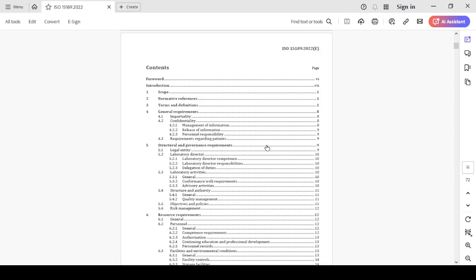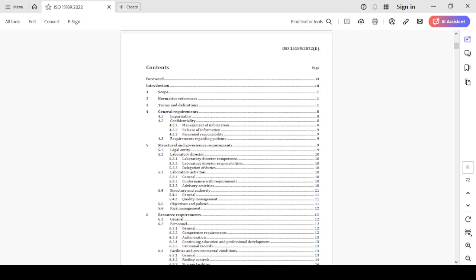Okay. So all standards have a foreword. All standards have an introduction that talks about that specific standard. All standards have a scope. Okay.